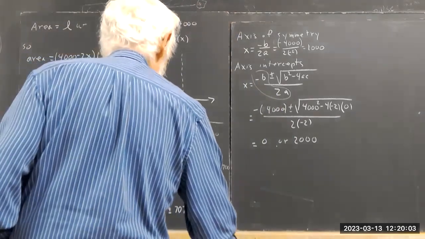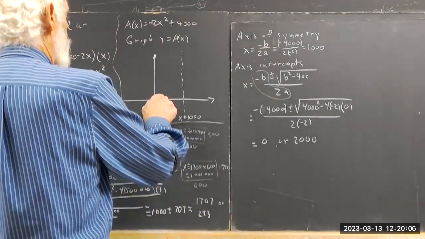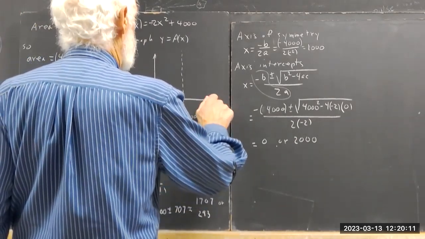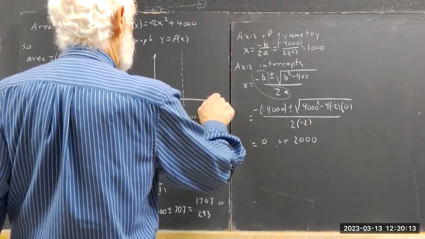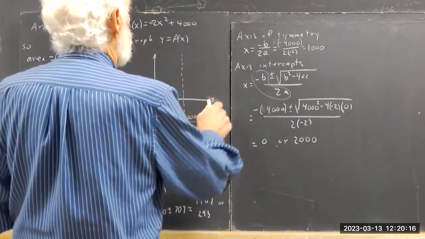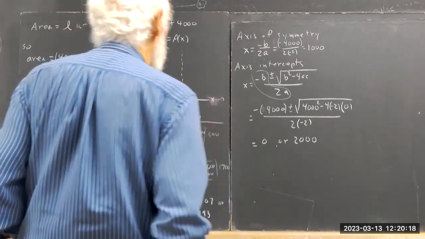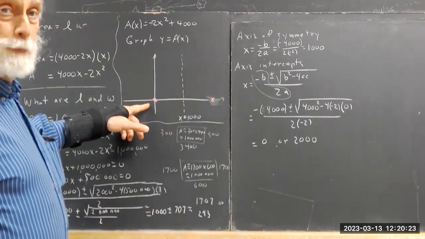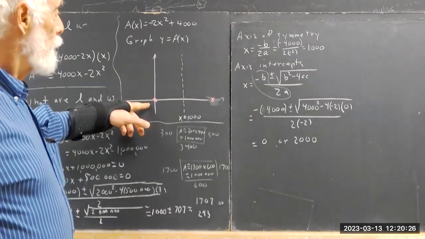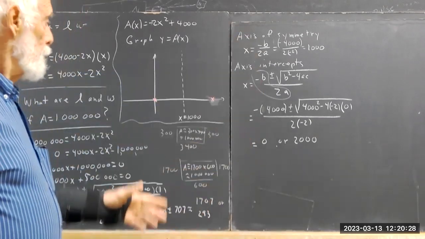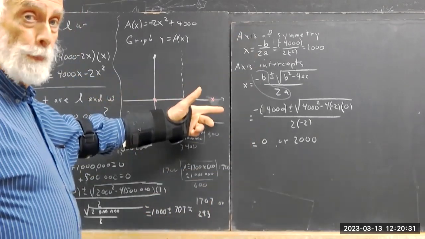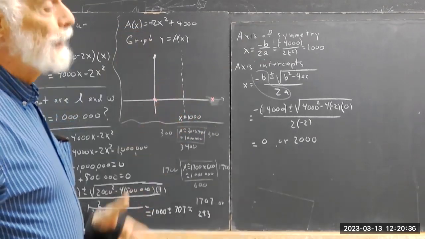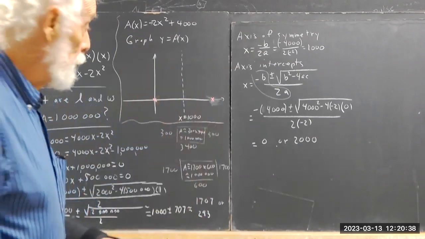Is that consistent with our axis of symmetry? Well, right here's x-intercept is 0. And if this is 1,000, 2,000 is out about here. So these are our axis intercepts. Now our y-intercept happens to be the origin, which means it's also an x-intercept. Ordinarily, if we get 2 zeros, we're also going to get a y-intercept that isn't one of those zeros. And that allows us already to do a pretty good graph.